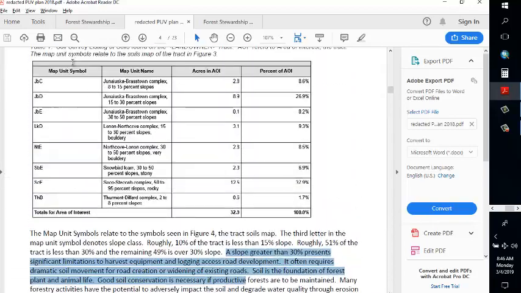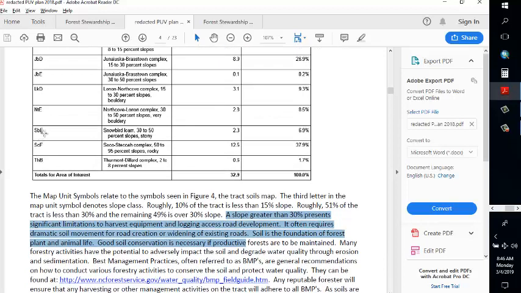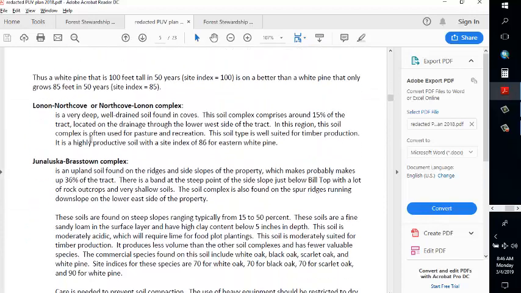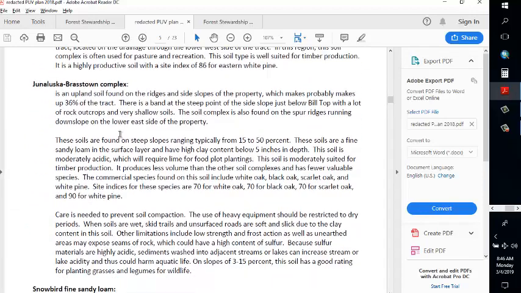So even though I got a whole bunch of soils listed here, there's one group. These are all Junaluska-Brasstown. This is the Lonon-North Cove, and then the North Cove-Lonon. So I just kind of lumped those together. Snowbird, I think, I'm not sure, maybe it was so small. Yeah, I think Snowbird and then Stecoah. I don't think I described those because it was just some teeny little portion of the property. So you can see here are the different groups, and they're described.